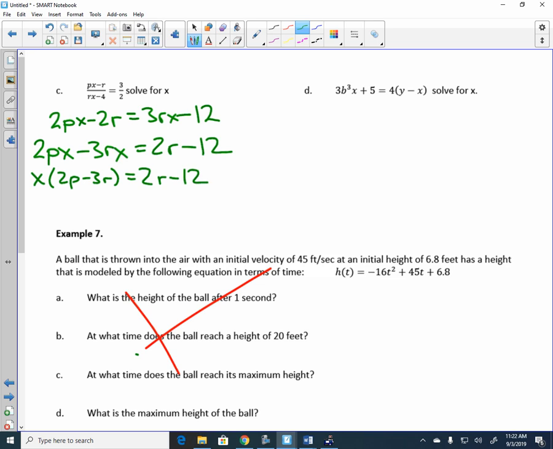And I factored the x out. Now it's isolated. See how it's by itself? So how do I solve for it? What do I have to get rid of now? Yeah, just divide by the 2p minus 3r.